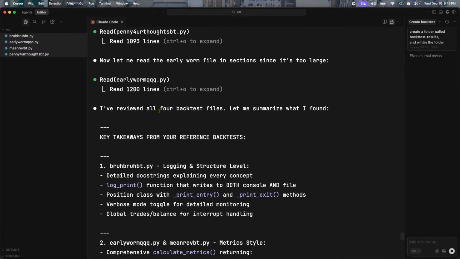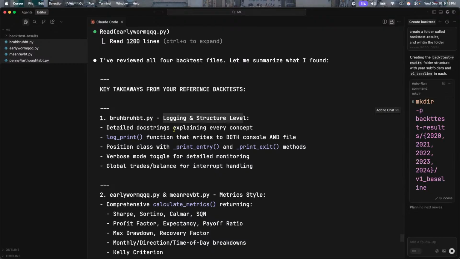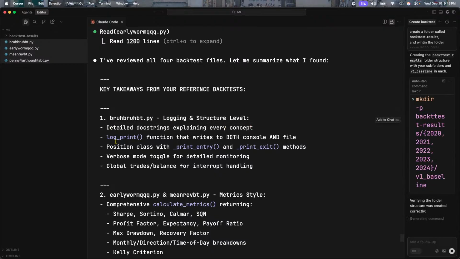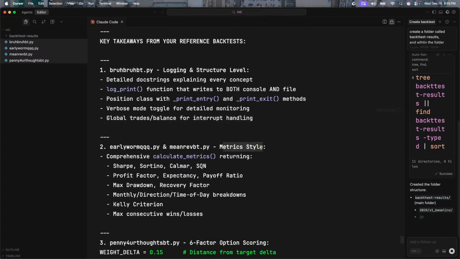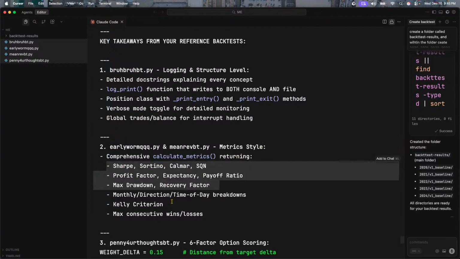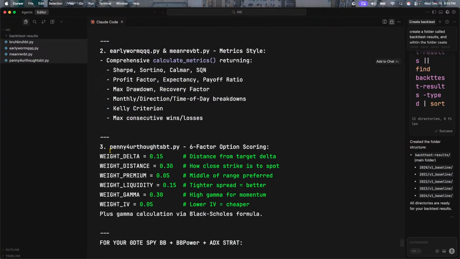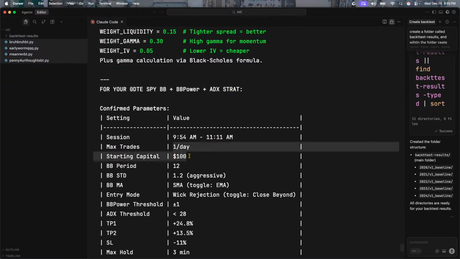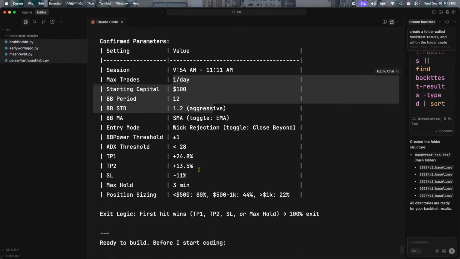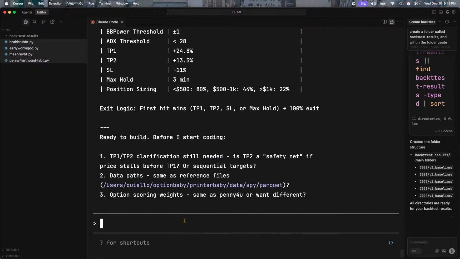All right, perfect. I reviewed all 4 backtests. Bruh: loading, detailed instructions, logging, writes both function, closes, verbose, global balance for interrupting. Early worm: metric style, comprehensive, monthly. I love it. And then weighted for your 0 DTE strategy, 954. Okay, I love it.